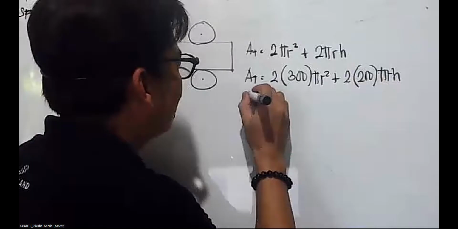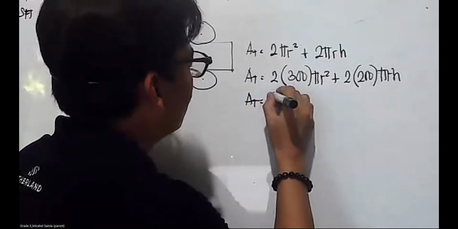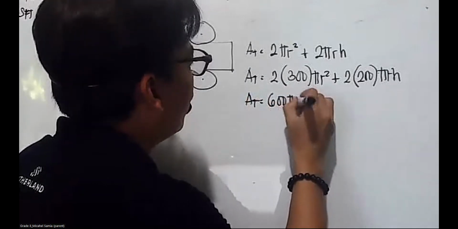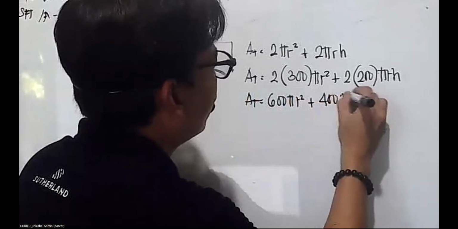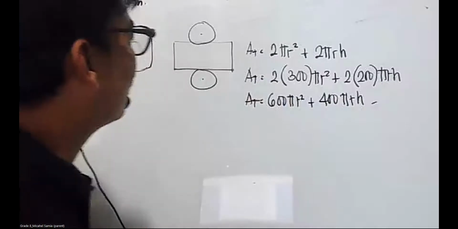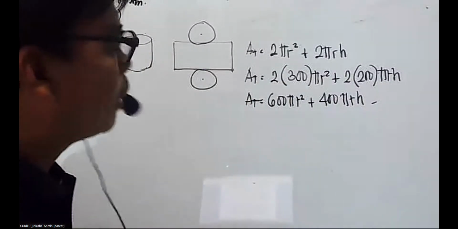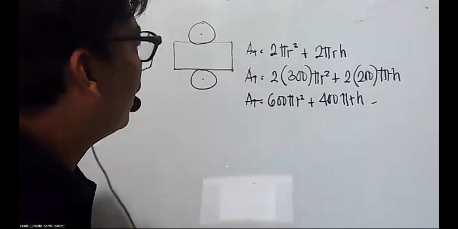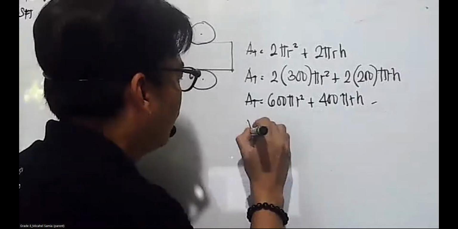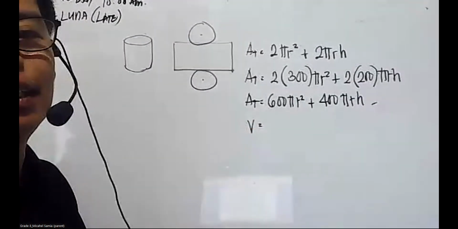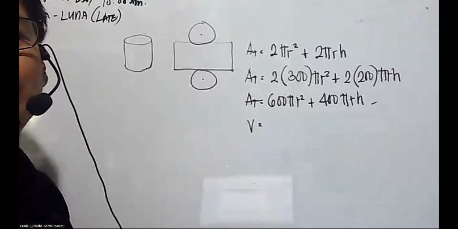I'll just simplify it. Total is equal to 600 pi r squared plus 400 pi r h. So we have our first formula for the total cost. Now we're going to use the formula of the volume to get the value of h in terms of r. The volume of our cylinder is equal to pi r squared height.